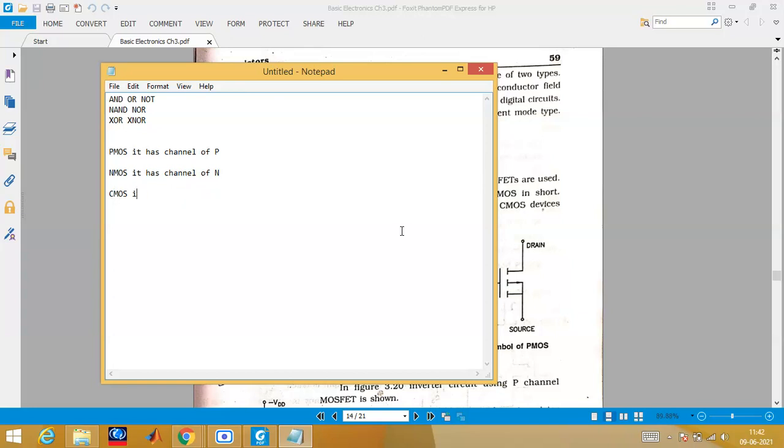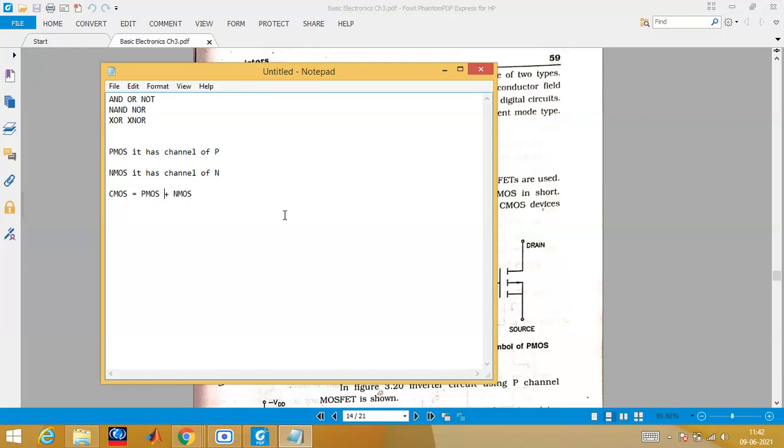Now let us try to understand first the full form of it. As I told you, it's a P channel. MOS stands for metal oxide semiconductor. So PMOS stands for P channel metal oxide semiconductor. NMOS stands for N channel metal oxide semiconductor. CMOS stands for complementary metal oxide semiconductor, which has both PMOS as well as NMOS. Are these points clear?